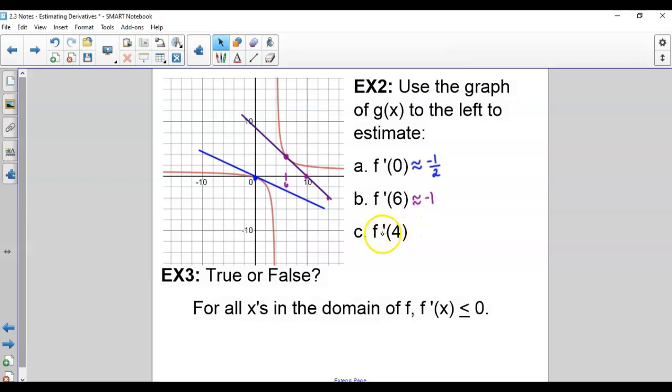We also need to find f prime of 4. Now, f prime of 4 is going to give us a little bit of trouble here, because 4 is right here, and we can see this graph appears to have a vertical asymptote at 4. So the graph is not defined, which means the derivative also cannot be defined. So for this one, we would say that this is undefined.